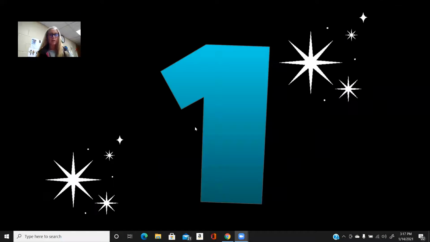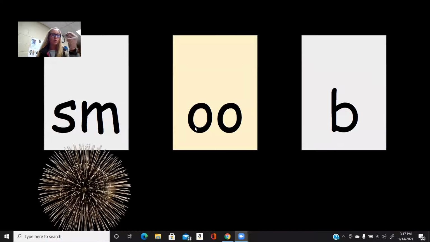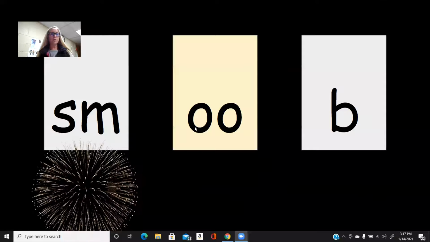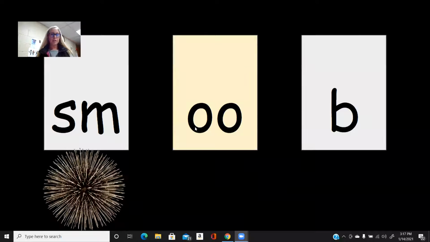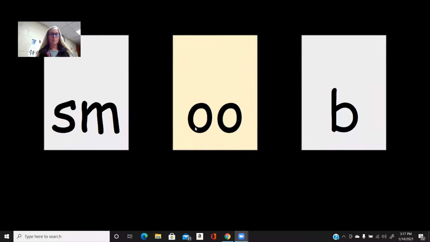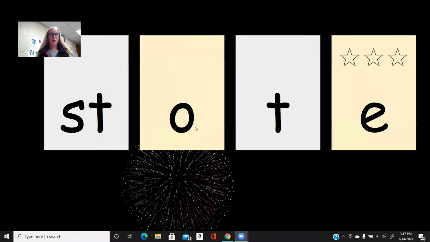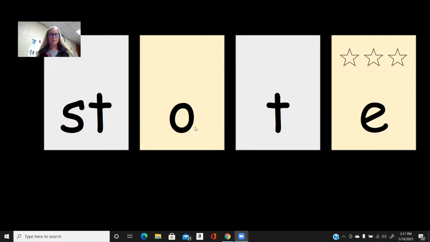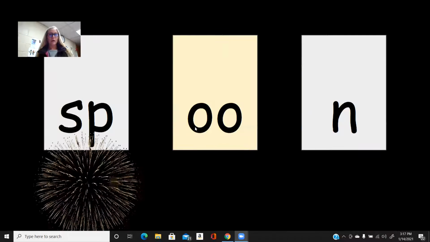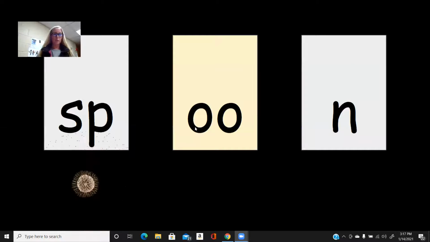All right, let's put this together into our blending board. Ready? We're gonna focus on that sound because that was the sound we did this week. Ready? Smub, smub. Stoat, stoat. Notice the silent E pattern. All right. This time I do want you to do the sound because it's a real word.